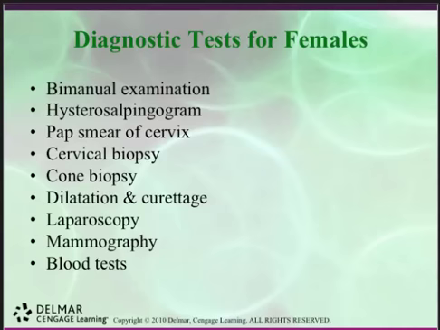But a cone biopsy is a more extensive version of this. It's called a cone biopsy because a cone-shaped wedge of tissue is removed from the cervix and examined under a microscope. And then finally, dilation and curettage is the widening of the cervix and the surgical removal of part of the lining of the uterus and its contents by scraping or scooping. This is sometimes used as a method of surgical abortion.